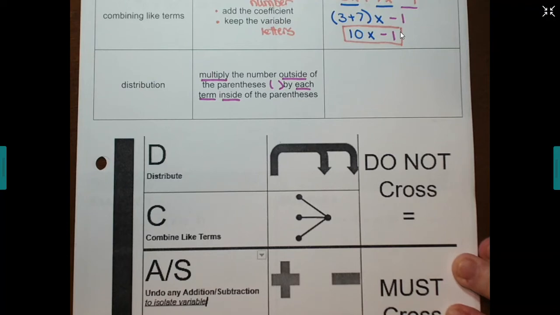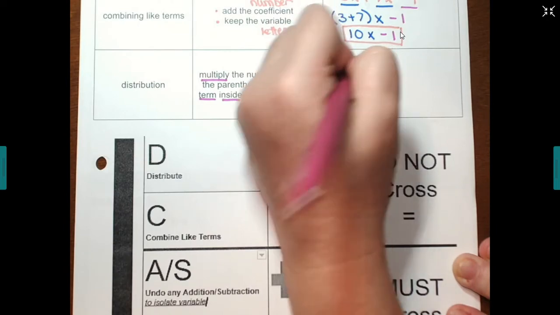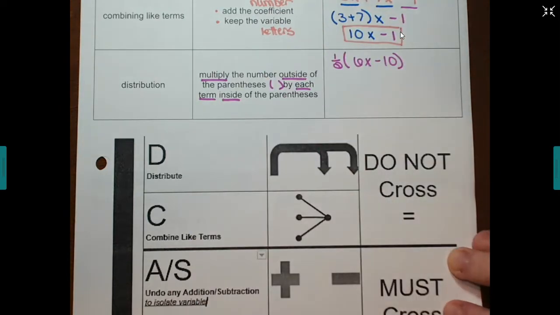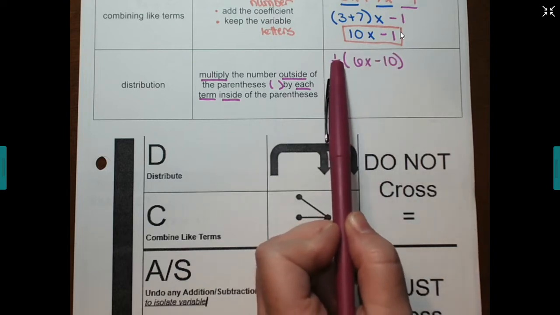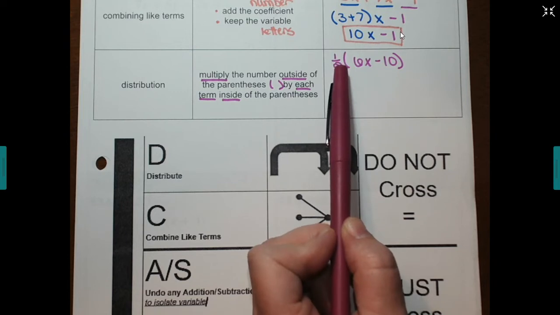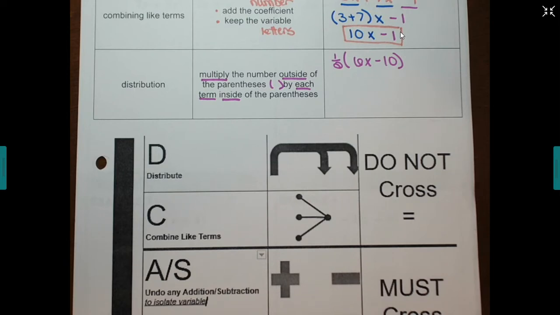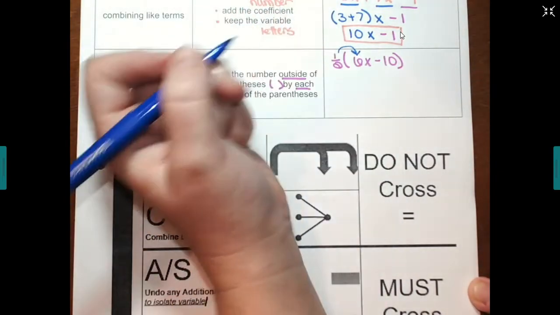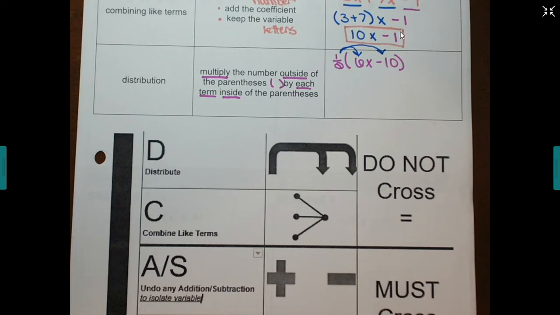Let's do an example. If I have 1/2 times 6x minus 10. So remember, this is just like if we had just a 3 inside the parentheses. It would be 1/2 times 3. This is 1/2 times 6x minus 10. The first thing that I need to do to show that I'm going to be distributing is I got to get my arrows in. So I'm showing that I'm going to distribute my 1/2 to my 6x and to my negative 10. Not a regular 10, it's a negative 10.